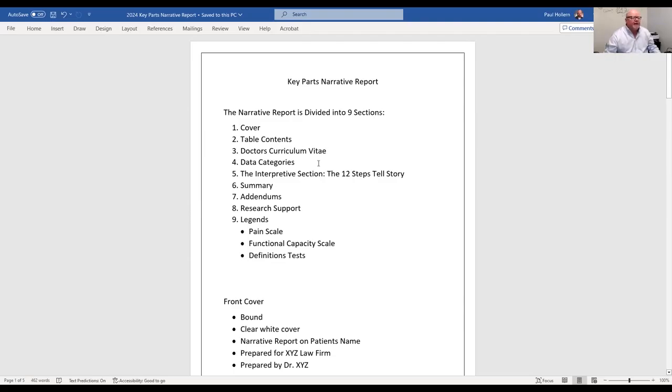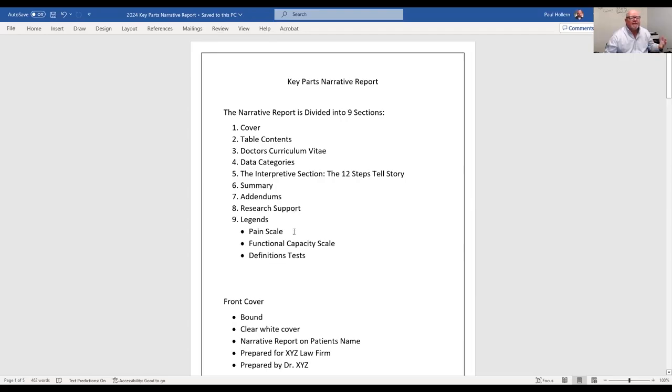Doctor's curriculum vitae, data categories, the interpretive section. We're going to spend a little more time on the interpretive section today. Summary, and then there's the addendums, research report, and legends.